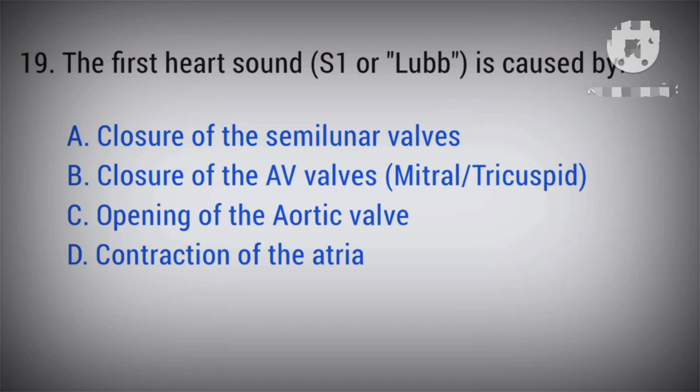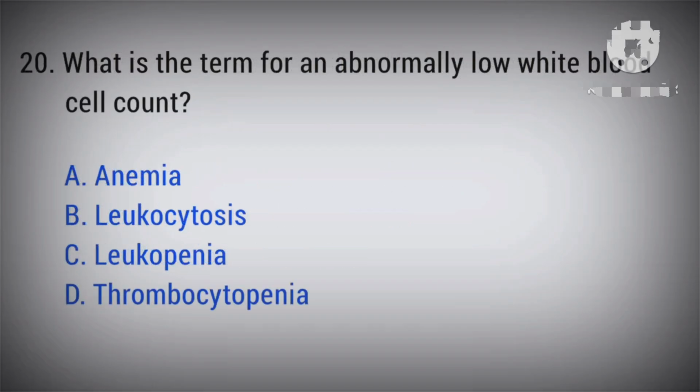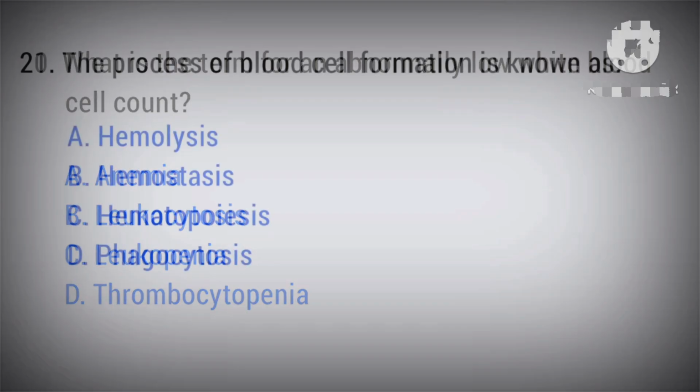Question 19. The first heart sound, S1 or lub, is caused by... The right answer is option B, closure of the AV valves. Question 20. What is the term for an abnormally low white blood cell count? The right answer is option C, leukopenia.